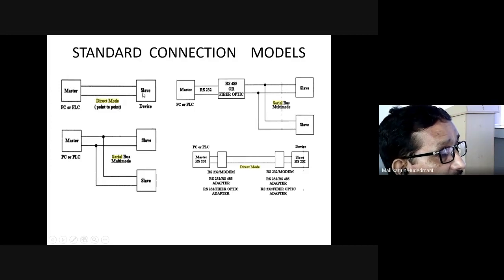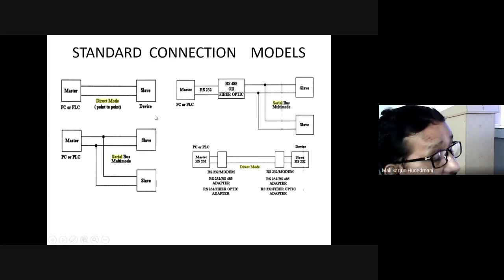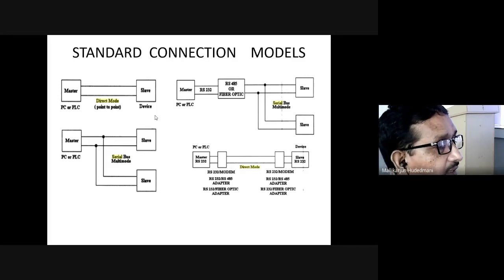This device will send the information to the master. It is connected to only a single device. There is no second device to get the information. It is only a direct, dedicated point-to-point connection. The master may be a personal computer or a programmable logic controller. The slave may be a sensor, or anything like a transducer, which transforms the information of one physical form to an electrical signal.